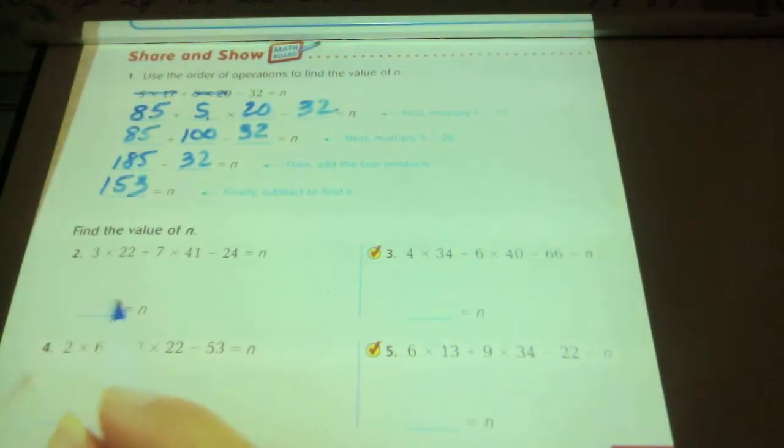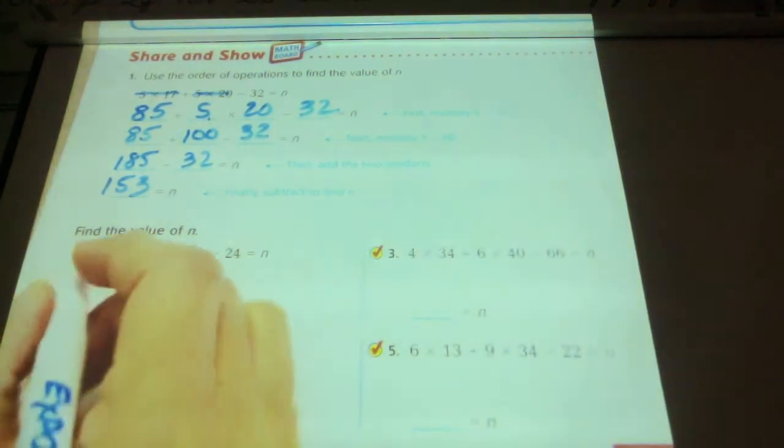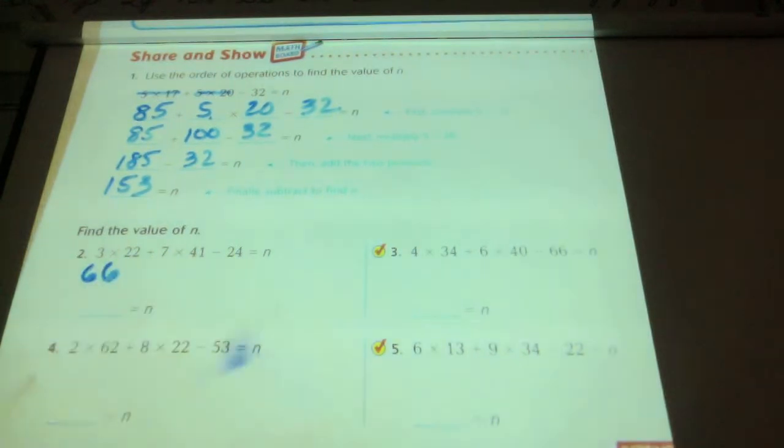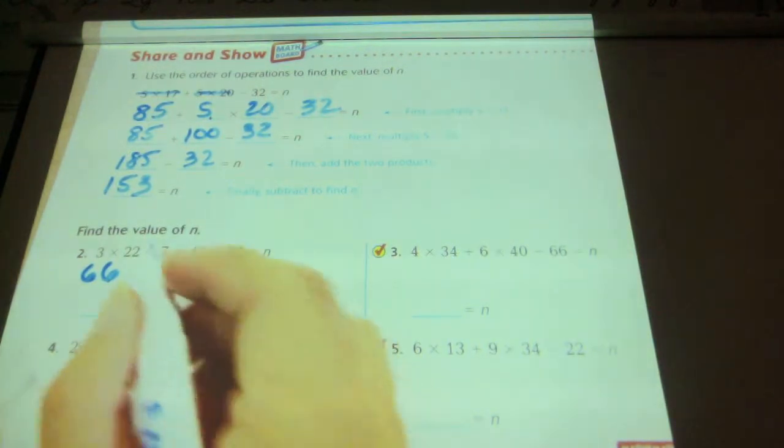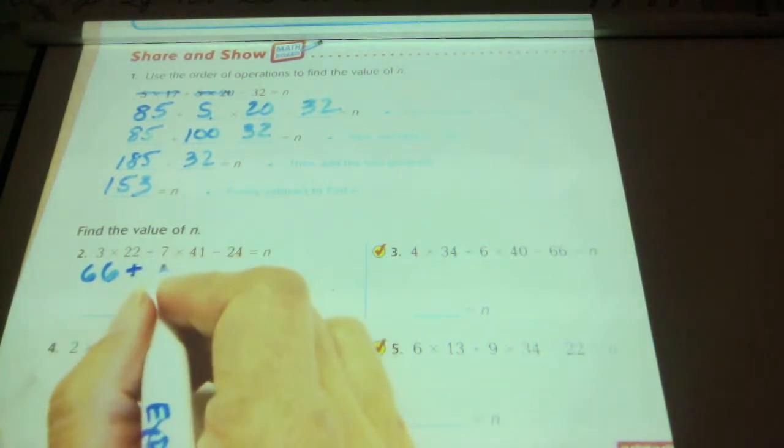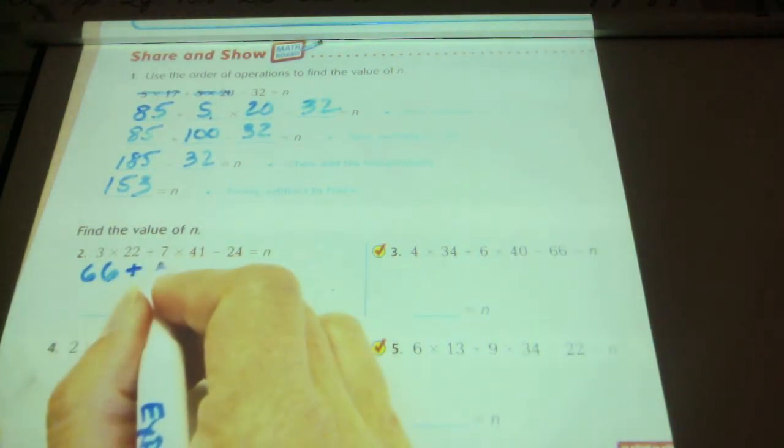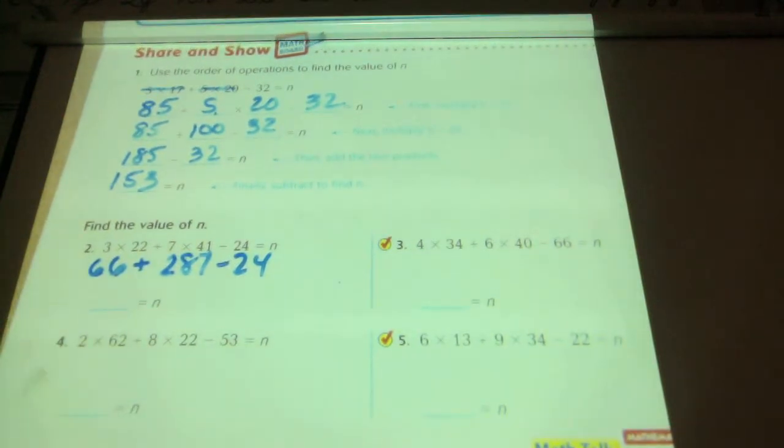All right, what was the first thing we're going to do? Multiply 3 times 22. How many of you multiplied 3 times 22 first? What did you get, class, when you multiplied 3 times 22? 66. Who can tell me with a quiet hand what the second thing they did was? And Marley's saying 7 times 41 is next. How many of you agree 7 times 41 is next? And what did you guys get? 287.